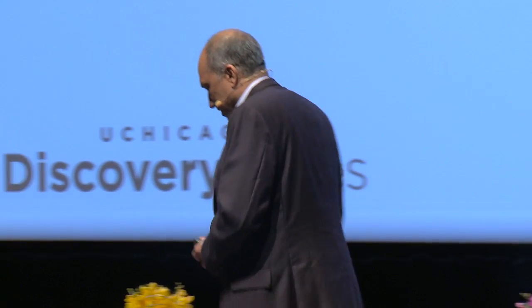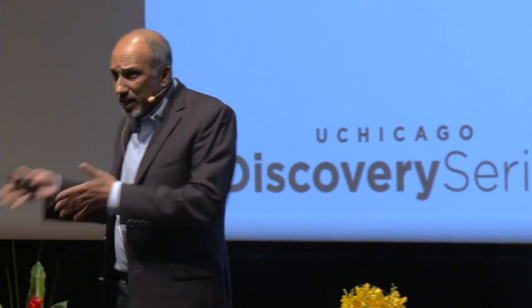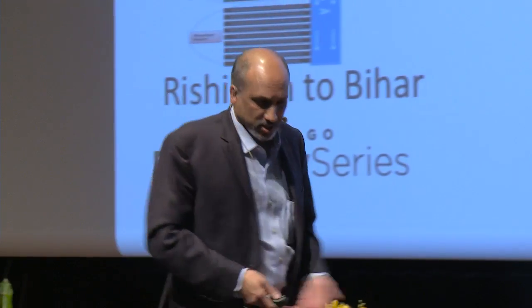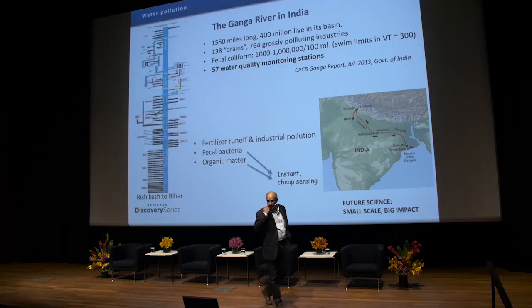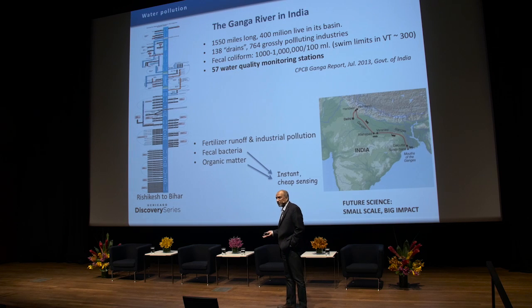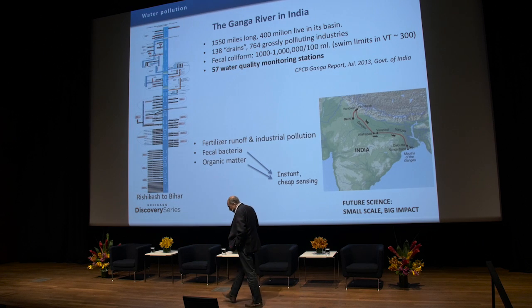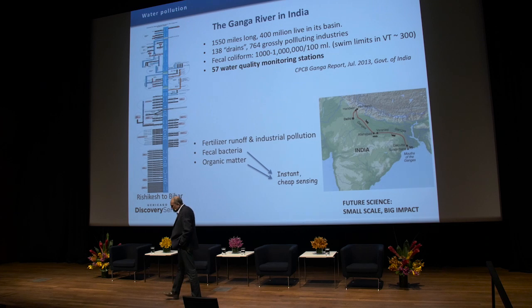And I'd like to point out to you the need for developments in sensing technologies in giving you these examples. So let's start with water, and I will go to the Ganga River in India. It is one of India's two major rivers. About a third of India's population is affected by the Ganga, and they live in its basin.